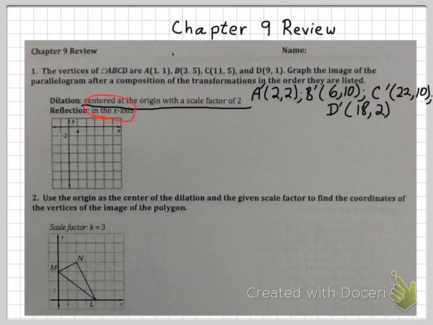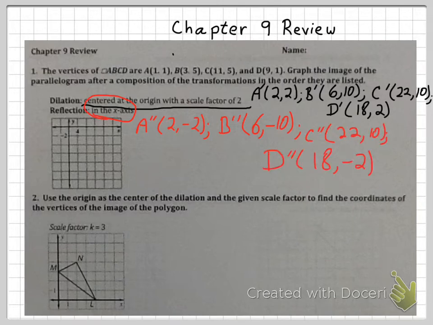And then the next thing we're going to do is the reflection in the x-axis. And remember, a reflection in the x-axis changes only the y-coordinate. So A double prime will be (2, -2). B double prime will be (6, -10). C double prime is (22, 10). And D double prime is (18, -2). And then if you graph that, you get parallelogram A double prime, B double prime, C double prime, D double prime right there.